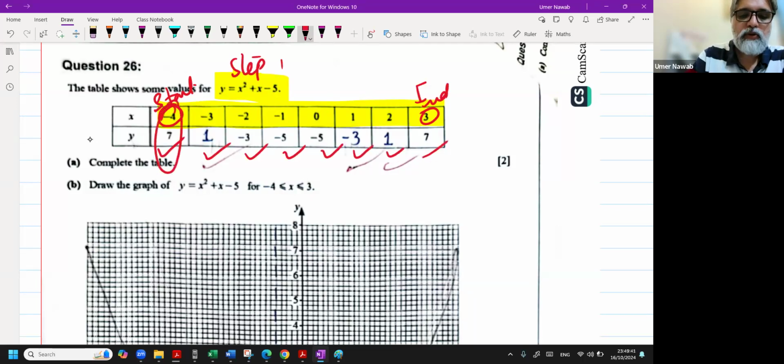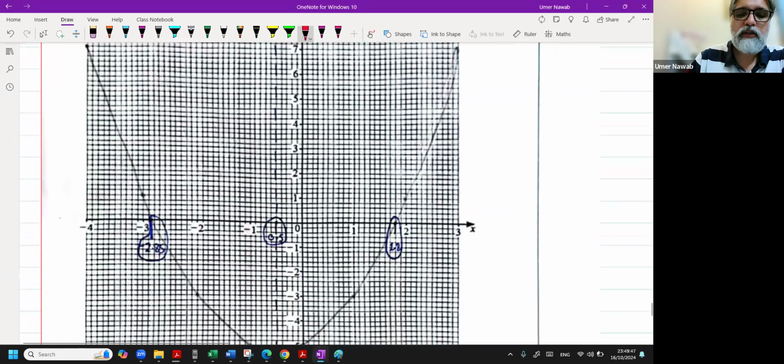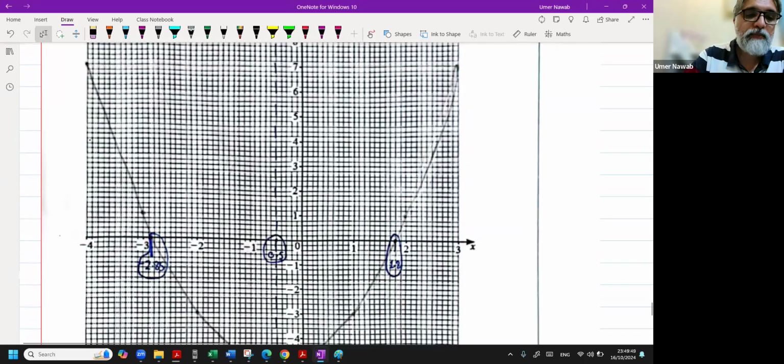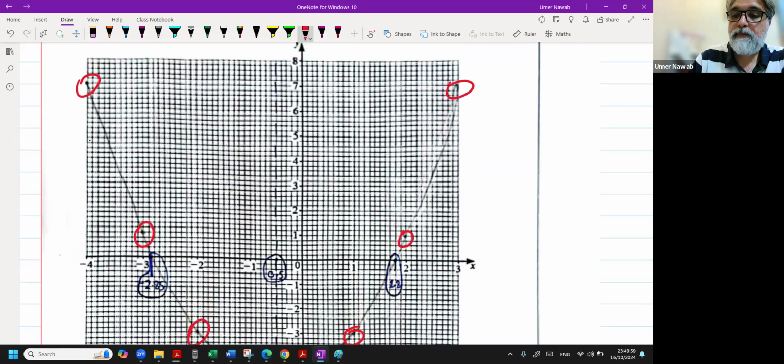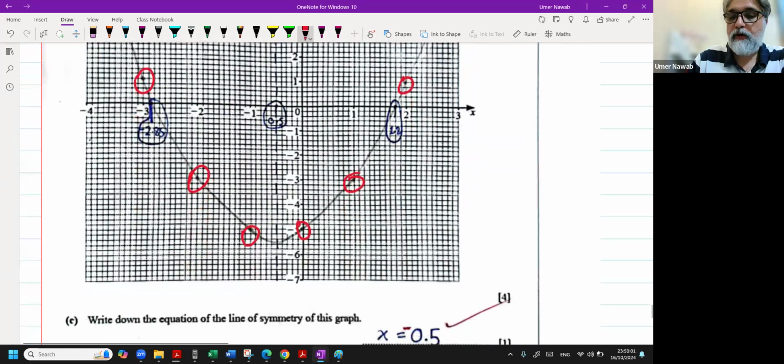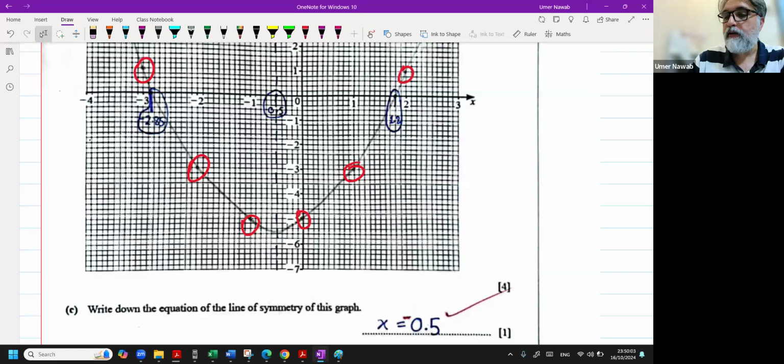So I got how many points? A, B, C, D, E, F, G, and H. So all these points, you will plot them here, and that helps you to draw the graph smoothly, and then a parabola will be formed because all quadratic functions are parabolas.